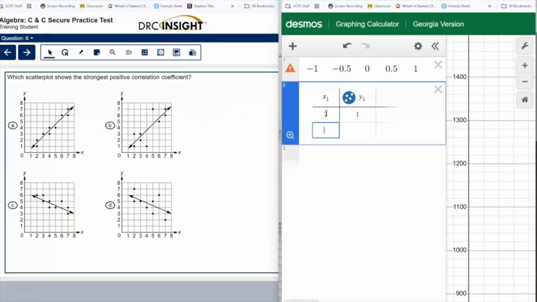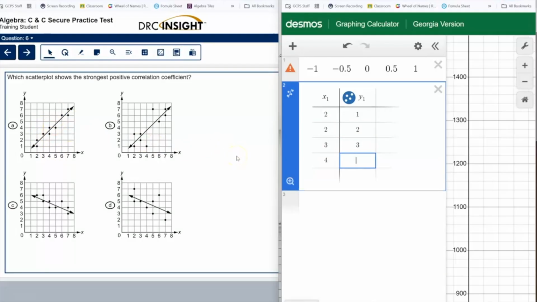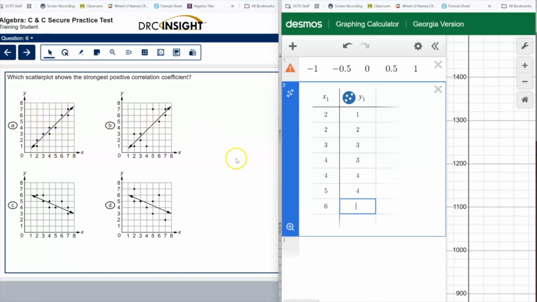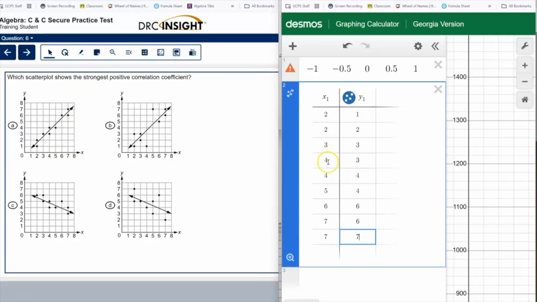So if I wanted to prove that, I could type this in. So this is 2, 1, 2, 2, 3, 3. So I'm typing these dots in: 4, 3, 4, 4, 5, 4, 6, 6. Obviously, this is taking a long time. However, I just want to show you, just in case the question changes, like you're given a scatter plot and you have to find the correlation coefficient. So it's 7, 6, and 7, 7. Then I'm going to count how many dots I have: 1, 2, 3, 4, 5, 6, 7, 8, 9. So I make sure I didn't miss anything.